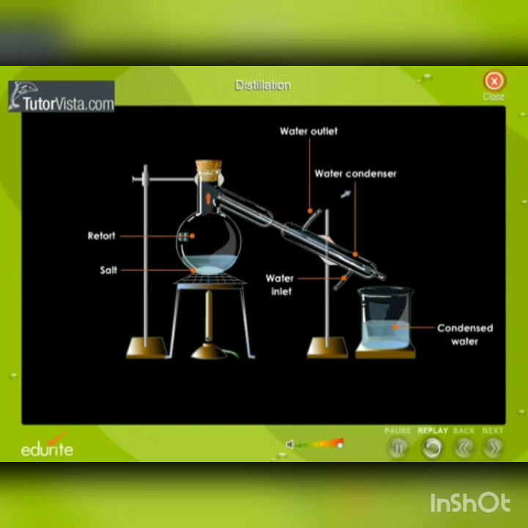As we know, in many coastal areas where drinking water is not available in adequate amount, this process of simple distillation is used to obtain water from seawater. In fact, the distilled water which we use in the chemistry lab can also be obtained from tap water by using the technique of simple distillation. I hope you have understood it.